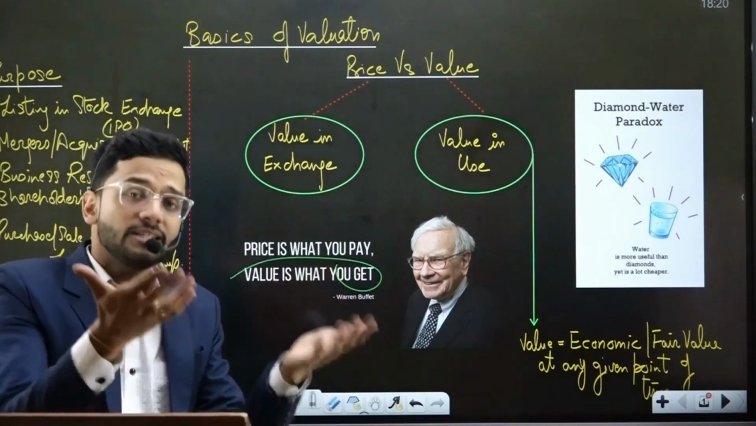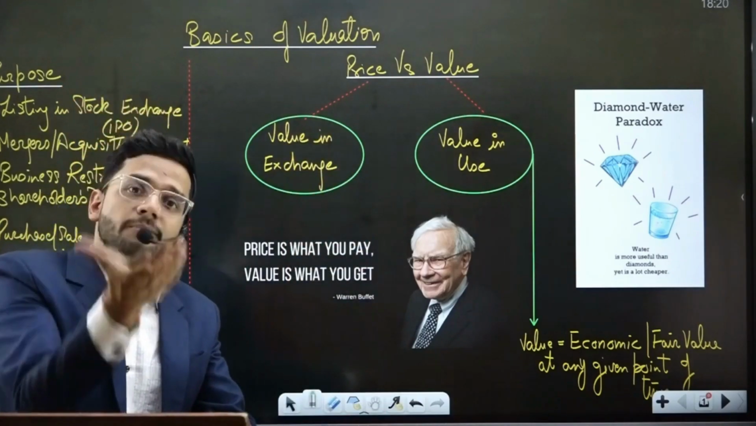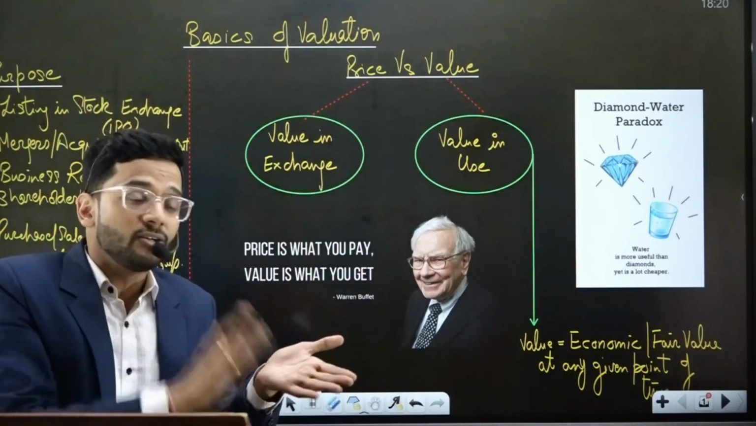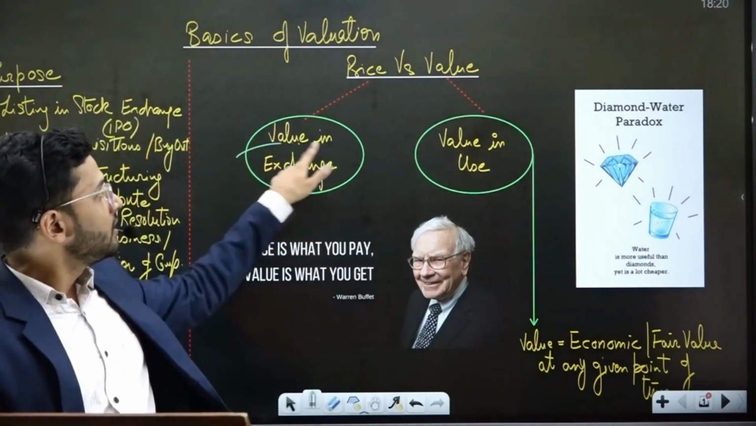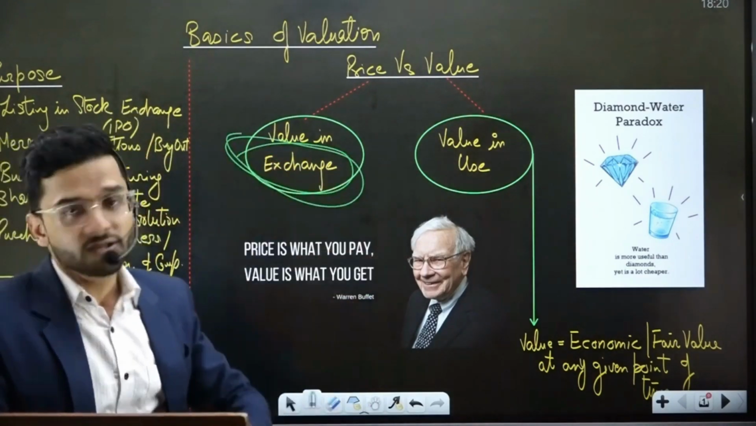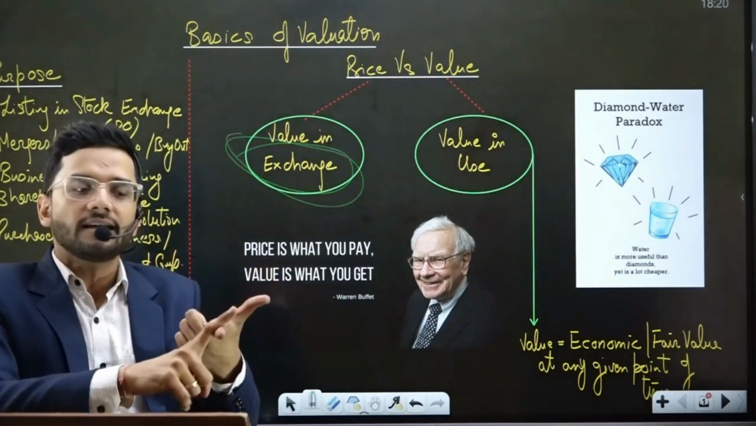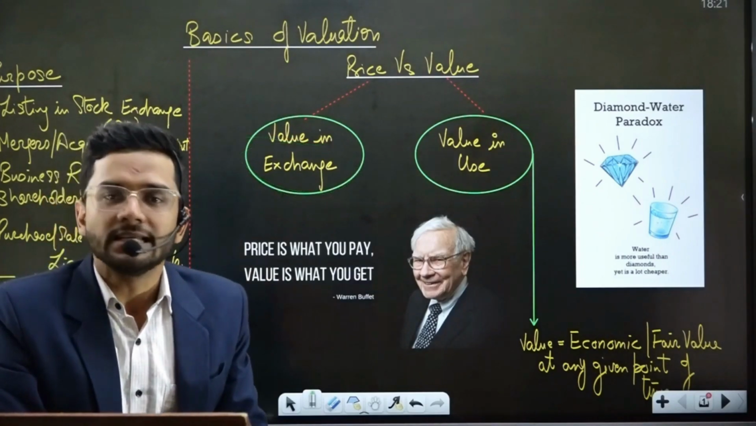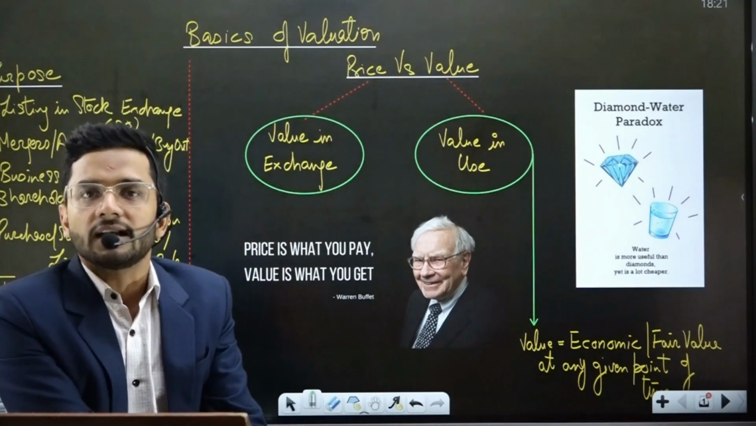This difference will always be there. Sometimes price will be higher and value will be lower. Sometimes value will be higher and price will be lower. Price is easy to ascertain. How is price easy to ascertain? Price is actually the value in exchange, which means the economics of demand and supply. Wherever demand and supply intersect, at that point in time, price will arise.